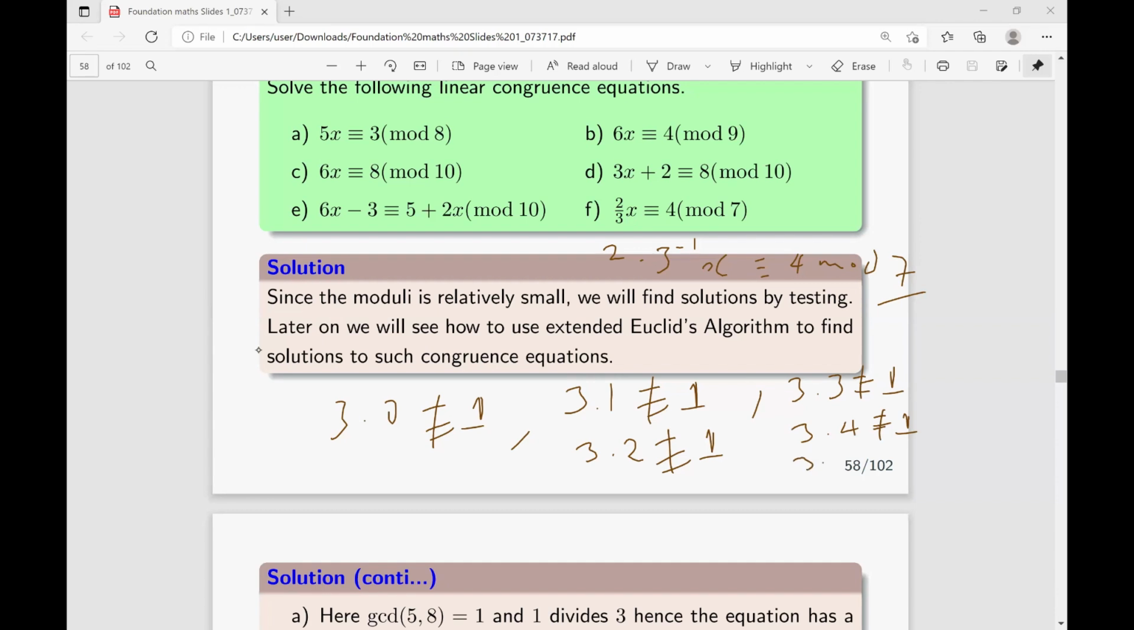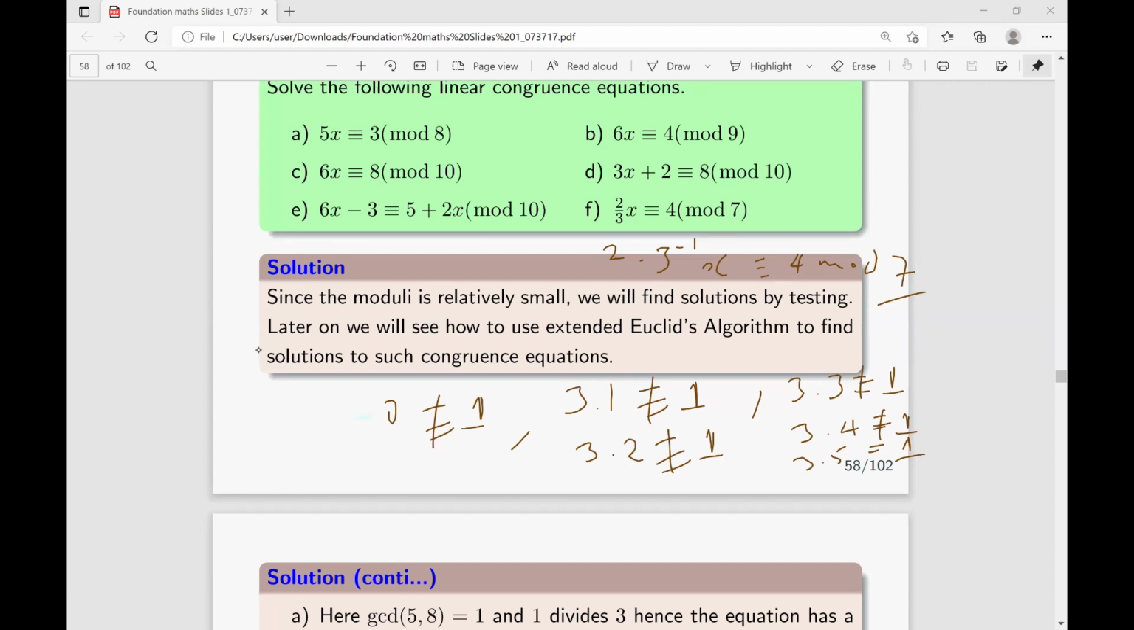3 times 5 gives you 1 mod 7, because 3 times 5 is 15. 7 will go there, and the remainder will be 1. Is that okay? So the inverse of 3 is 5. So what therefore does that mean?